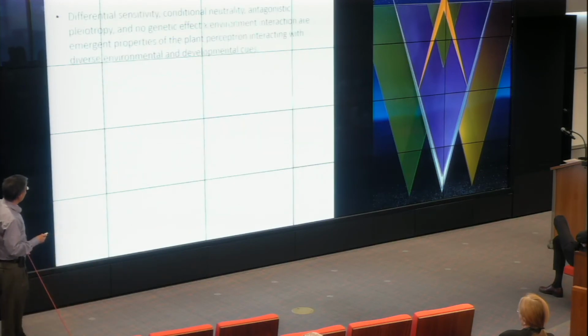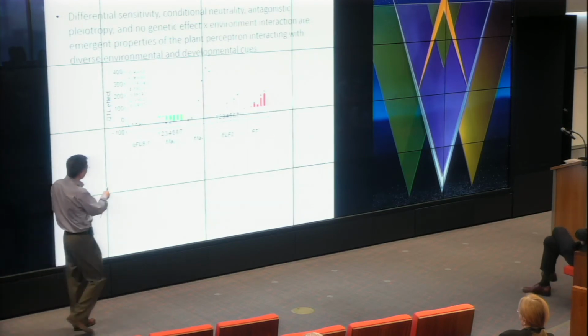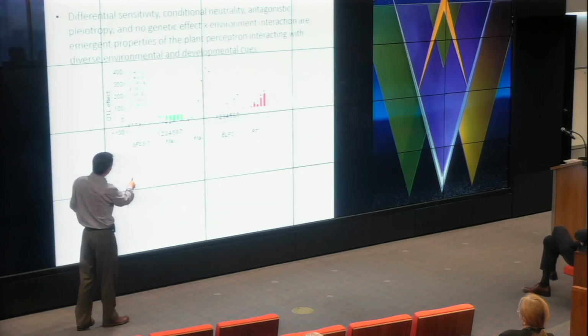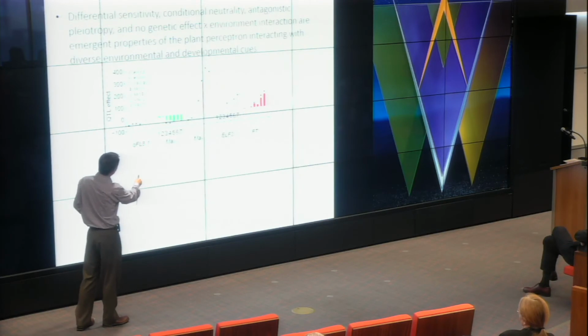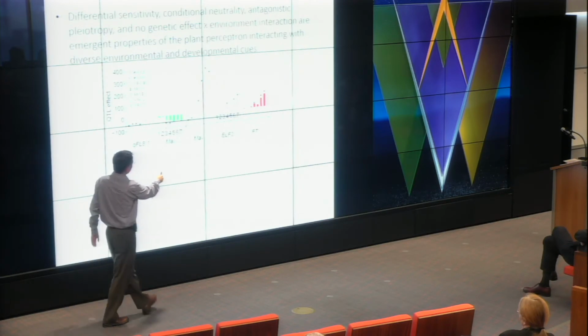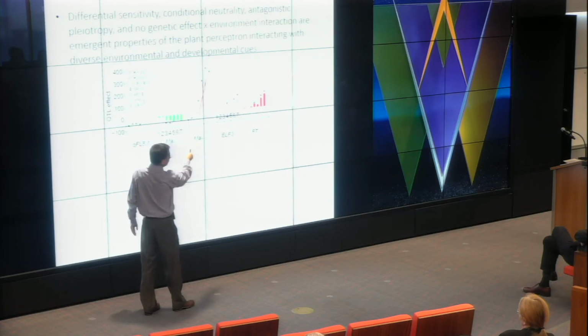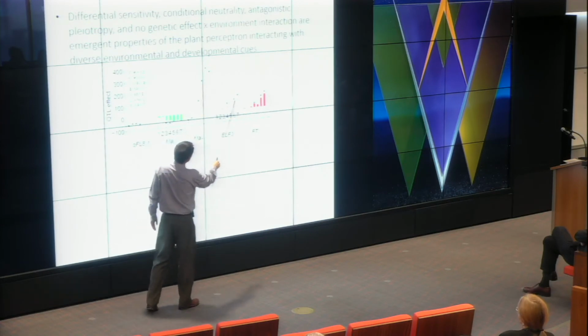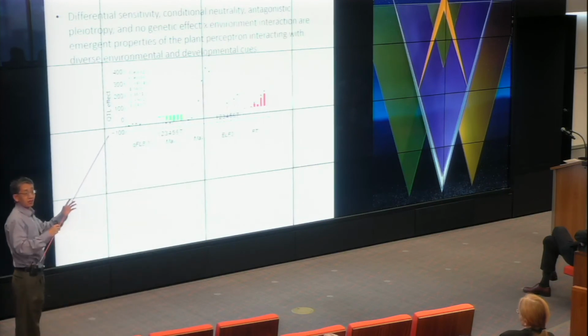But if you look at what we did, if we can quantify the environment into a series, you can see that sometimes these are conditional neutral, because not detected here, detected here. This is antagonistic pleiotropy: negative, significant, positive, significant, right? So all these things are actually together. It's just Mother Nature interacting with these plants all together.